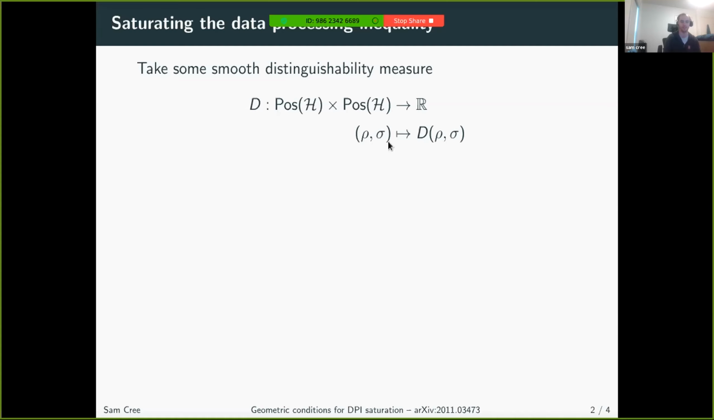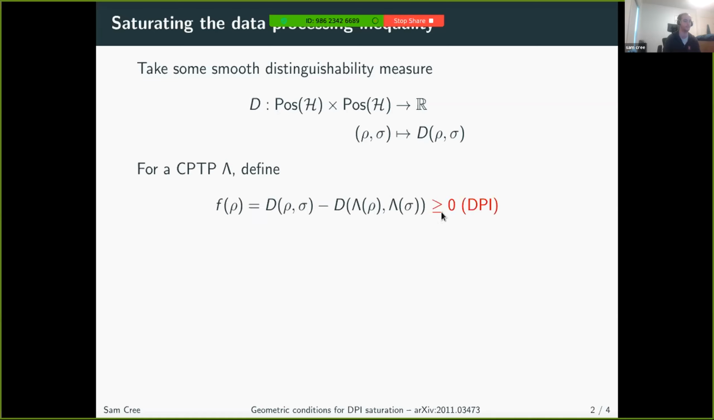Then we say that this measure obeys the data processing inequality if for any completely positive trace preserving map, the following function is non-negative. So this is what we mean by the data processing inequality, which just means to say that distinguishability does not increase under the action of a channel. Now, what we want to do is investigate the conditions under which this inequality becomes an equality.